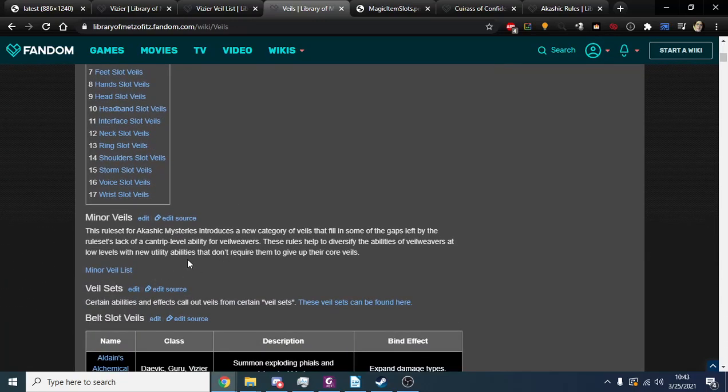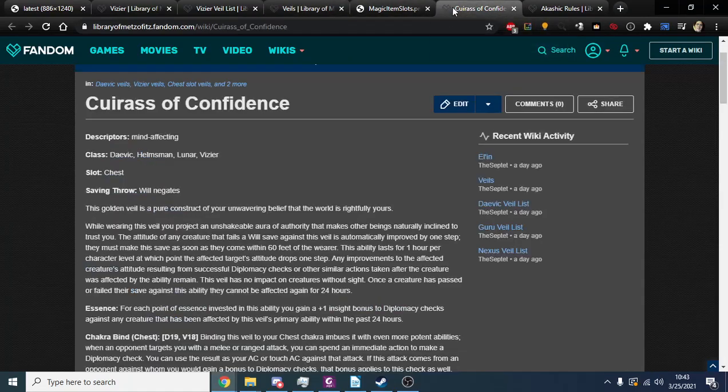There are also minor veils, which work a bit like cantrips. And then there are veil sets, which kind of group veils into certain thematic groupings. And certain feats and other abilities give you bonuses if you are using a large number of veils from a certain set. So let's go ahead and take a look at a veil right now.